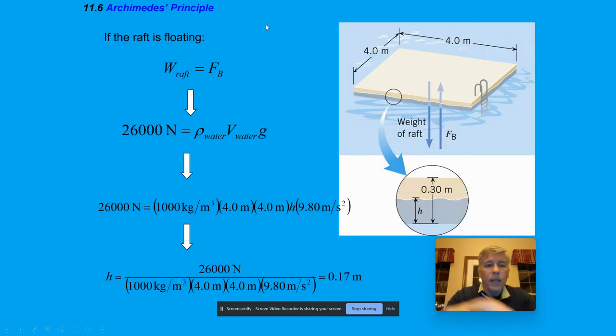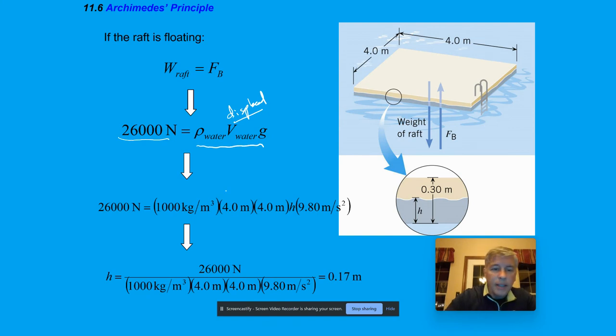Okay, so if it's floating, then the weight of the raft should equal the buoyant force, and that's that 26,000 newtons. But over here, we can find the buoyant force by the density of the water times the volume. This is our displaced water.